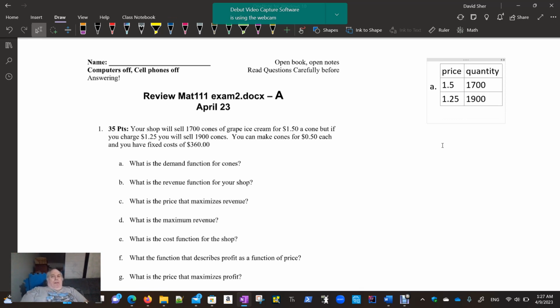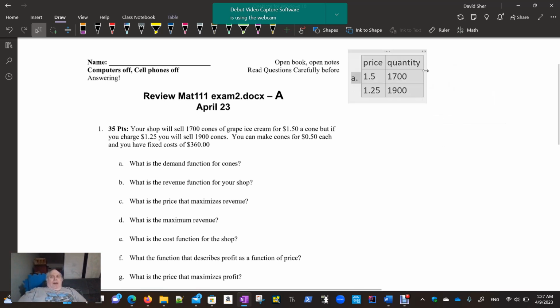And so what we're going to do is, aside from moving this over here and giving myself a little more room, we're going to get the slope by 1900, the two quantities, the dependent variable, divided by, and we have to subtract in the same order, so since I did 1900 minus 1700, I'll do 1.25 minus 1.5. And that's going to give me negative 800 as the slope.